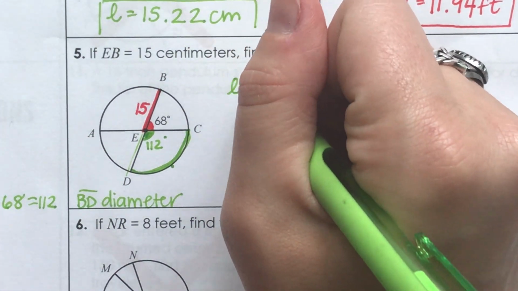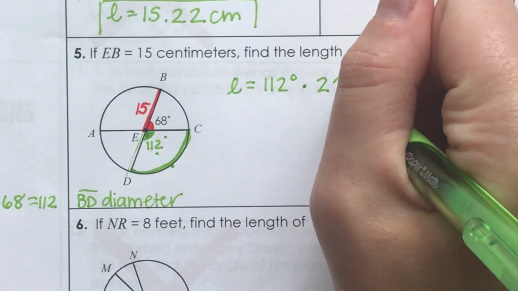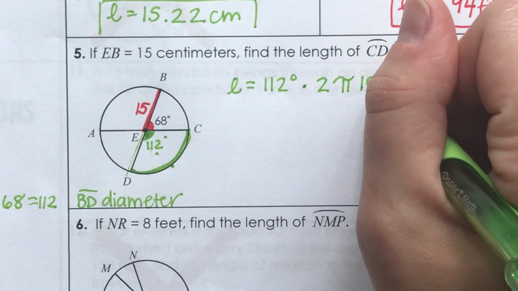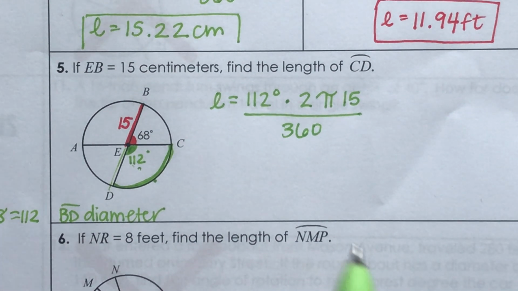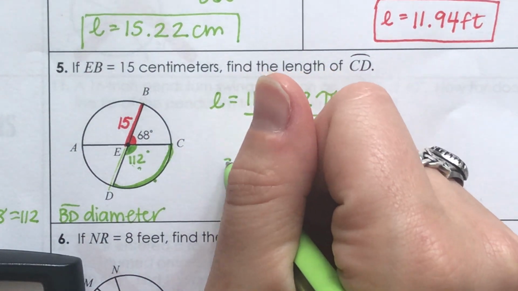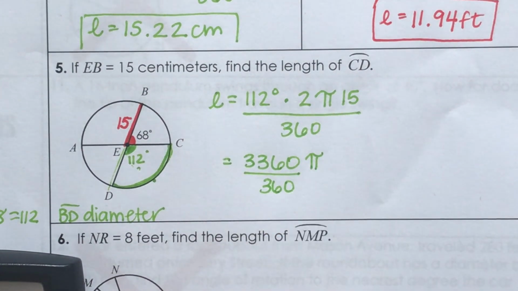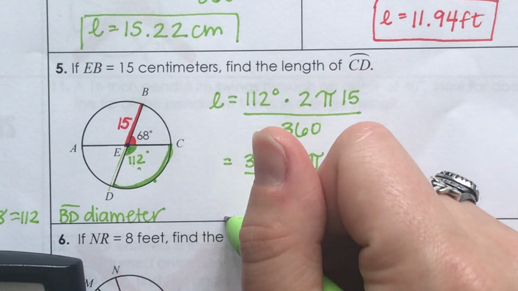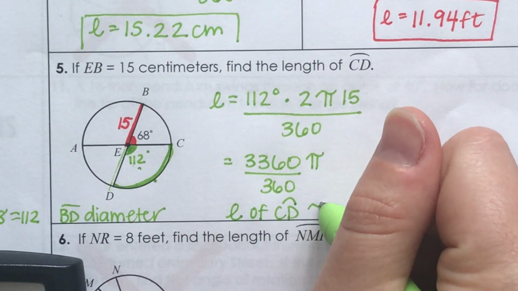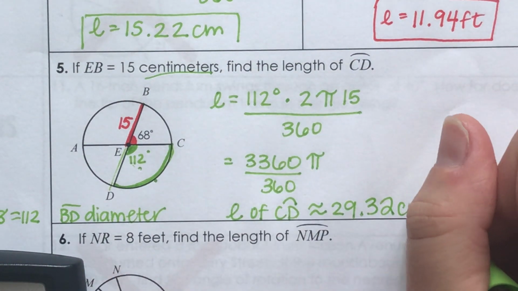So the equation is my arc, my angle, 112 degrees, times 2 pi r, my radius is 15, all over 360. And now it's just a regular problem that I'm going to use my calculator for, so I'm going to multiply all the numbers together first. I get 3,360 pi over 360. I multiply 3,360 times pi. I divide that by 360. My answer, the length of arc CD is approximately equal to 29.32, and I'm talking about centimeters, so my answer is centimeters.